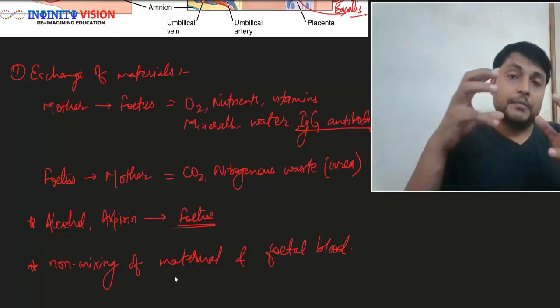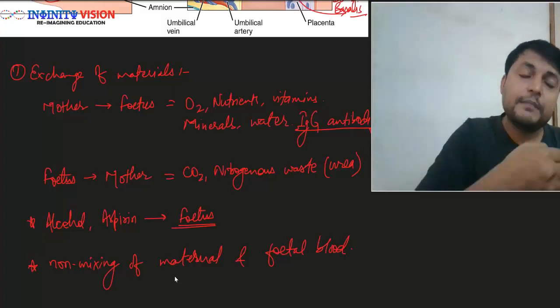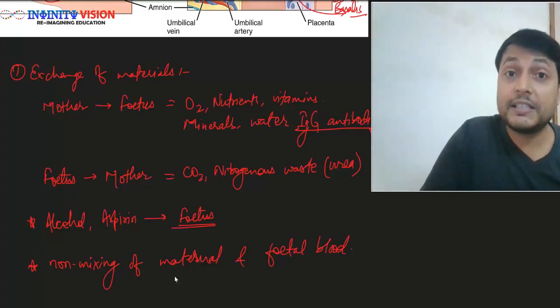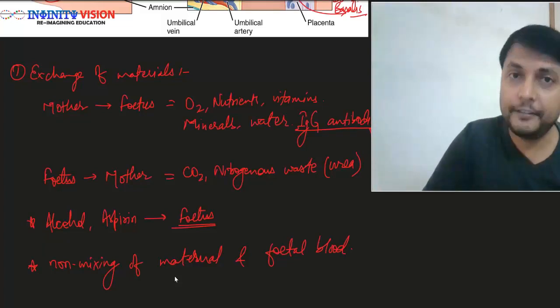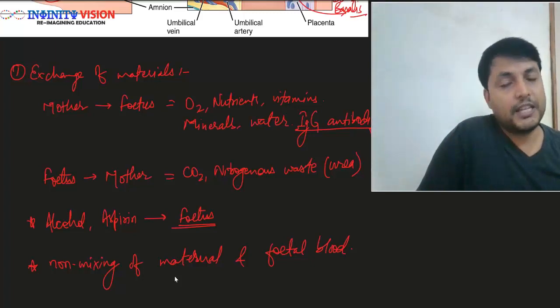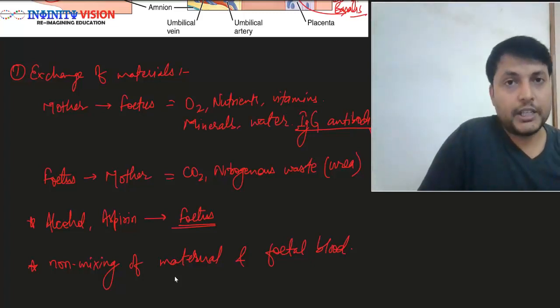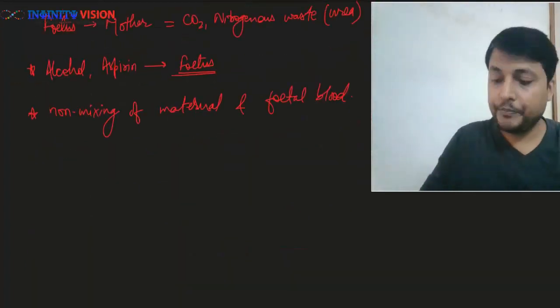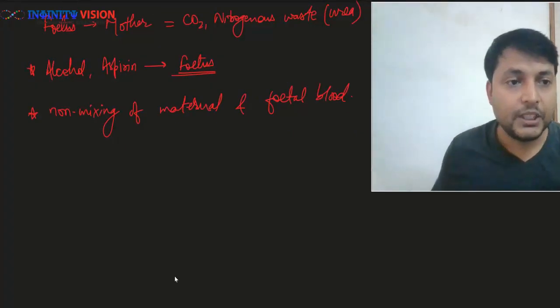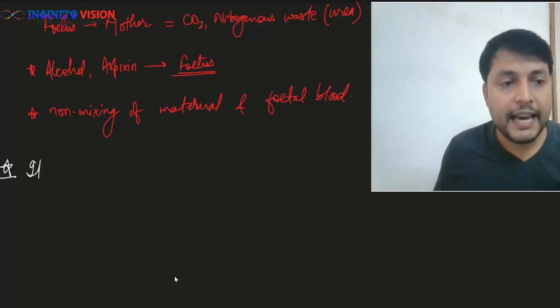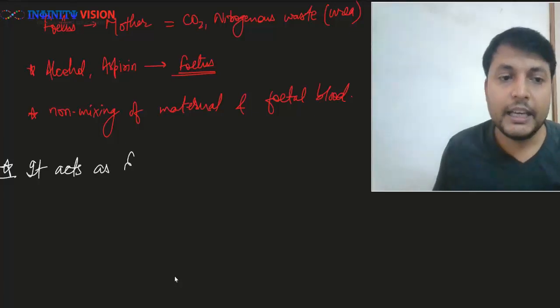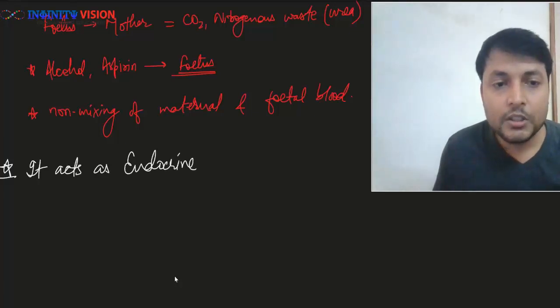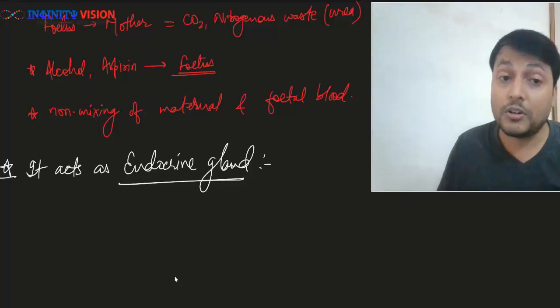As a result, the mother provides passive immunity against certain diseases such as chickenpox, measles, polio to the growing embryo. She may give if she already has those antibodies. If she doesn't, then there is no chance. Okay, great. What else does placenta do? Another aspect of placenta is it acts as endocrine gland. Okay, so placenta acts as endocrine gland and it secretes a lot of hormones.